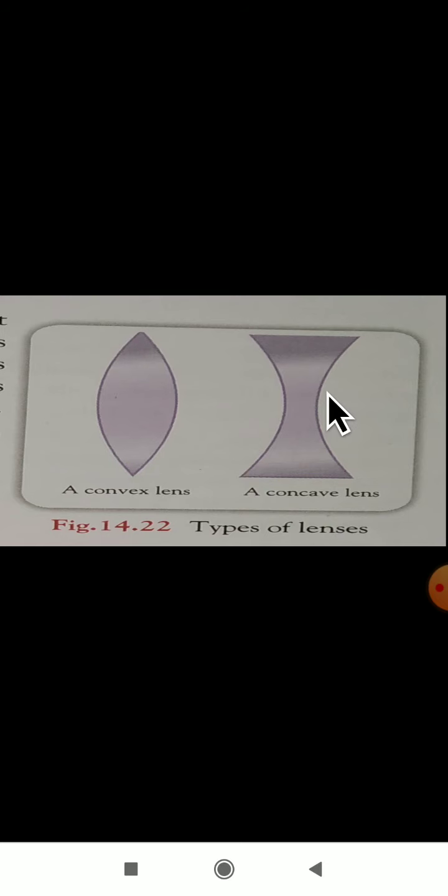If you see the concave lens, the edge part is thicker. These are the edges, they are thicker, and the center part is thin here. These are the two types of lenses.